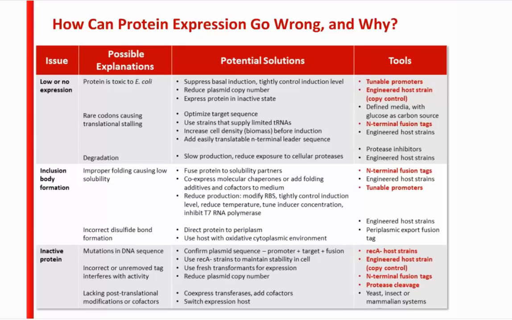Suppress the basal induction, then tightly control the induction level. There are various tools that are available to you, and we'll discuss some of these more specifically. So the tunable promoters, we have a Rhamnose promoter that we'll talk about. You can try different engineered host strains. N-terminal fusion tags also help by getting the protein started. And so these are just some things to consider.